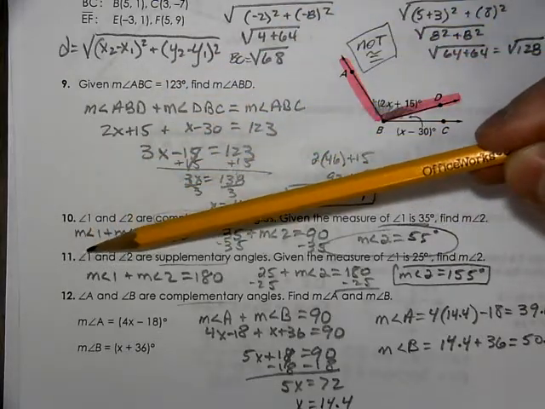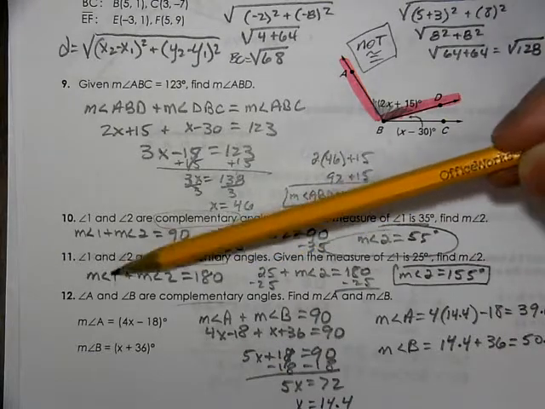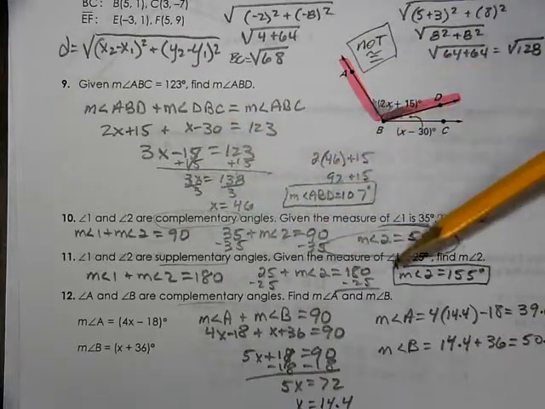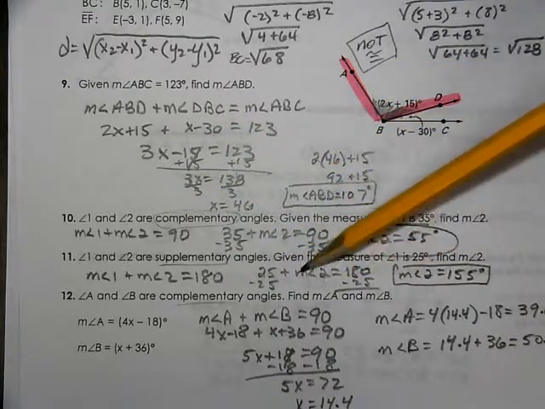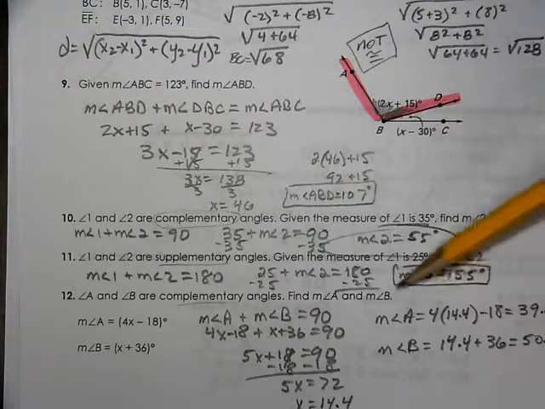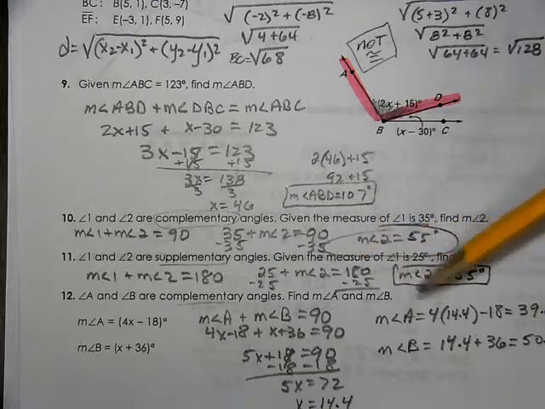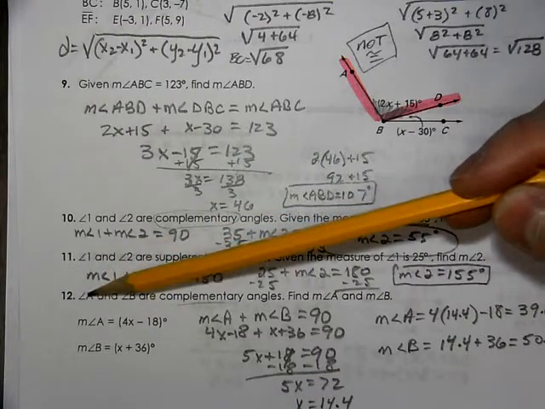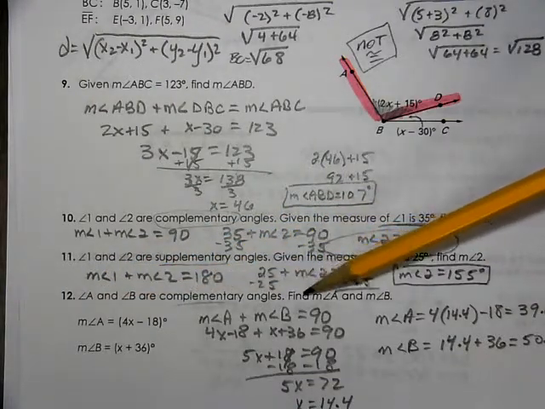For number 11, angle 1 and angle 2 are supplementary angles. That means it's two angles that add up to 180. We substitute in what we know, we subtract across, and the measure of angle 2 is going to be 155. They would be considered complements. They are complementary angles.